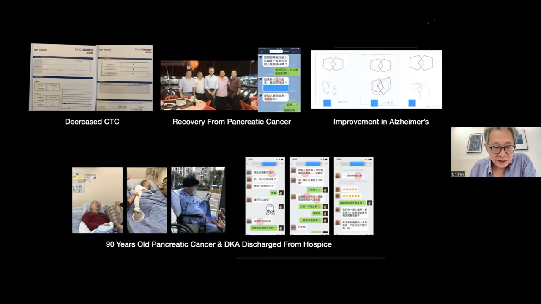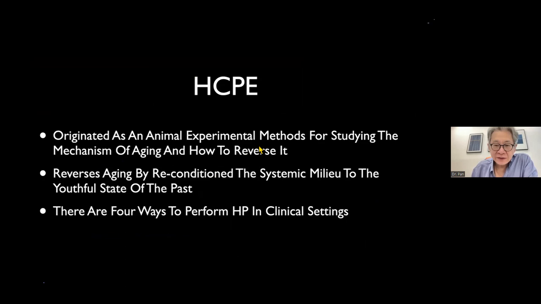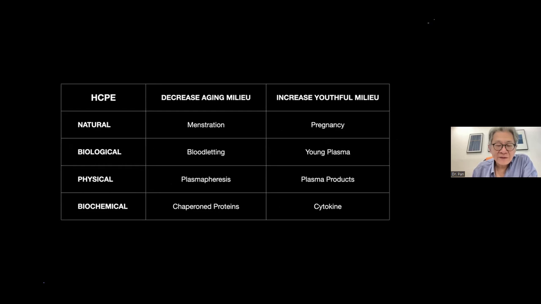So, I want to summarize what we know about the heterochronic plasma conditioning technology right now. Basically, the heterochronic parabiosis was an animal experiment. And for 100 years, people have been trying to translate this technology into clinical aging reversal practice, okay? And to the best of our understanding, right now, there are four ways you can do this. So the first way is the most natural way. You can remove the aging substance by menstruation, and you can add in the useful substance by getting pregnant, okay?